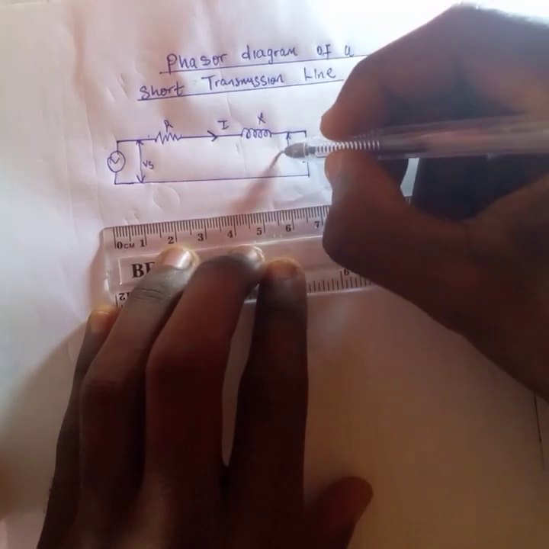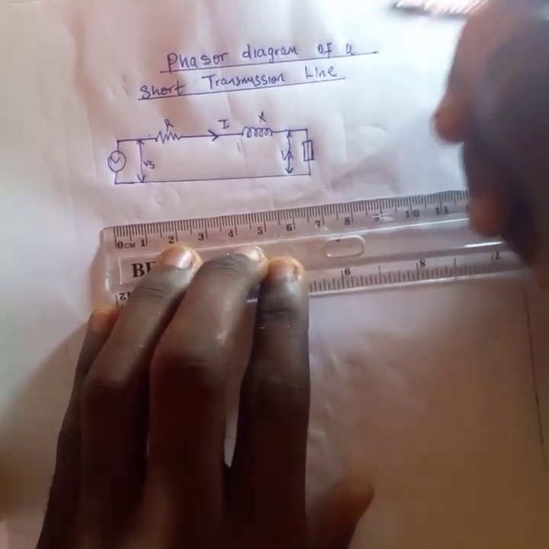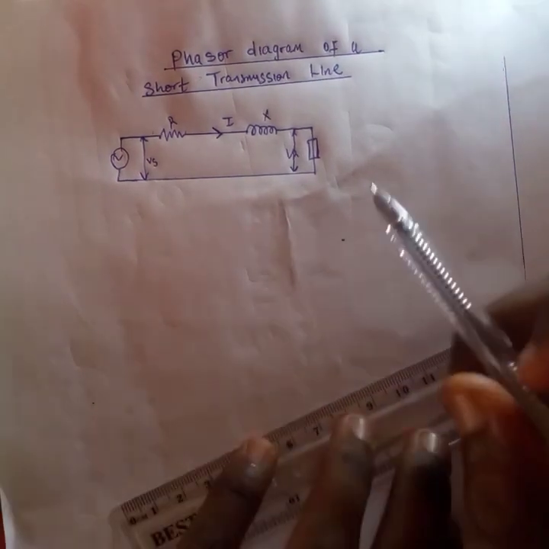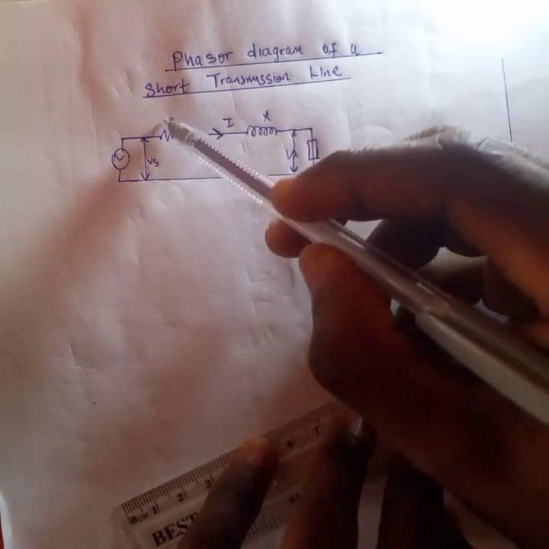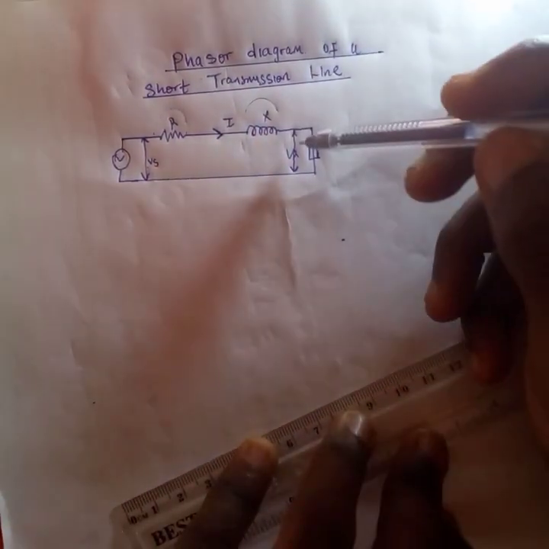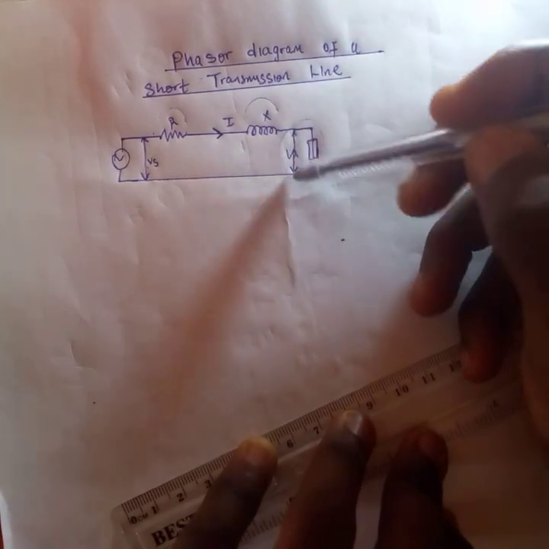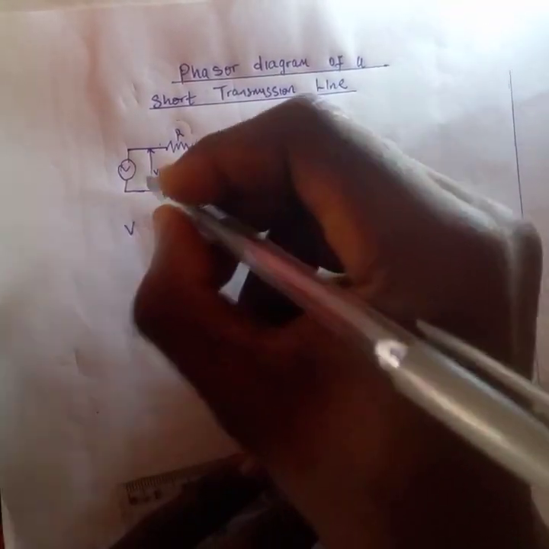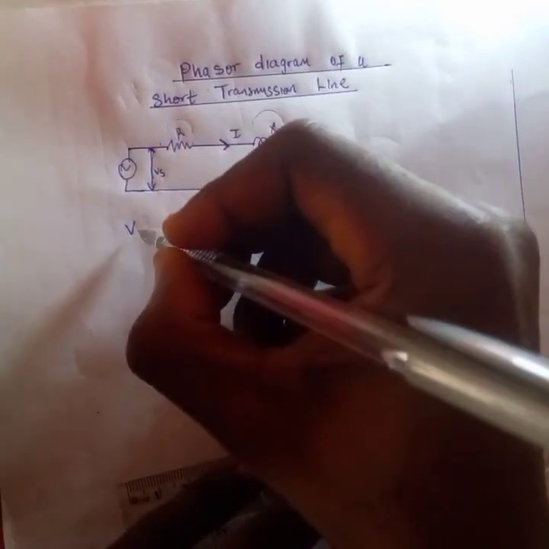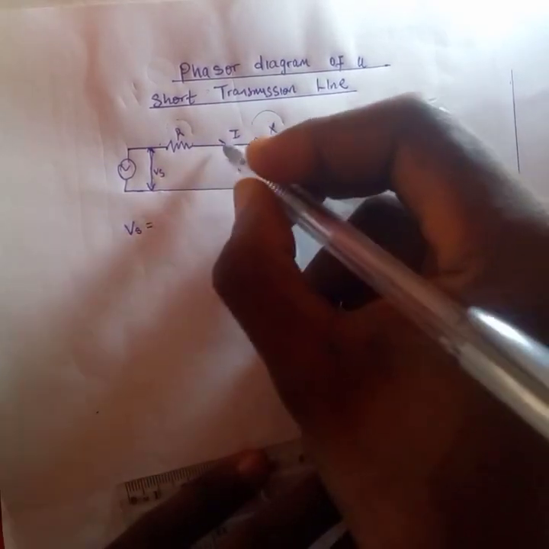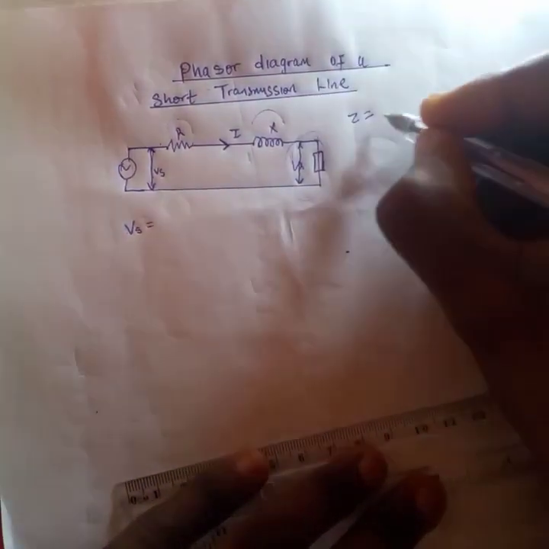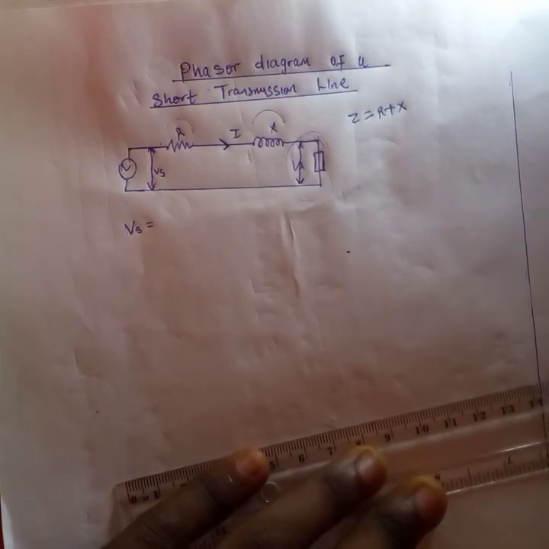And this VR is the voltage of the load. So from this equation, we can say that this VS is equal to the voltage drop across R and X, and also the voltage across this side. So we can now imply that VS, because VS is the input voltage, also known as the sending voltage, is equal to the voltage drop across these, and we know that Z is equal to the sum of R plus X, that is the total impedance.